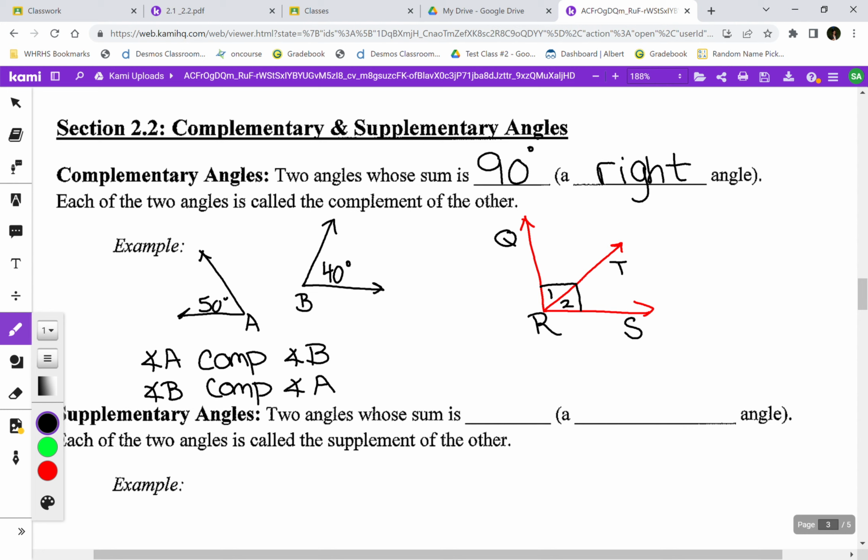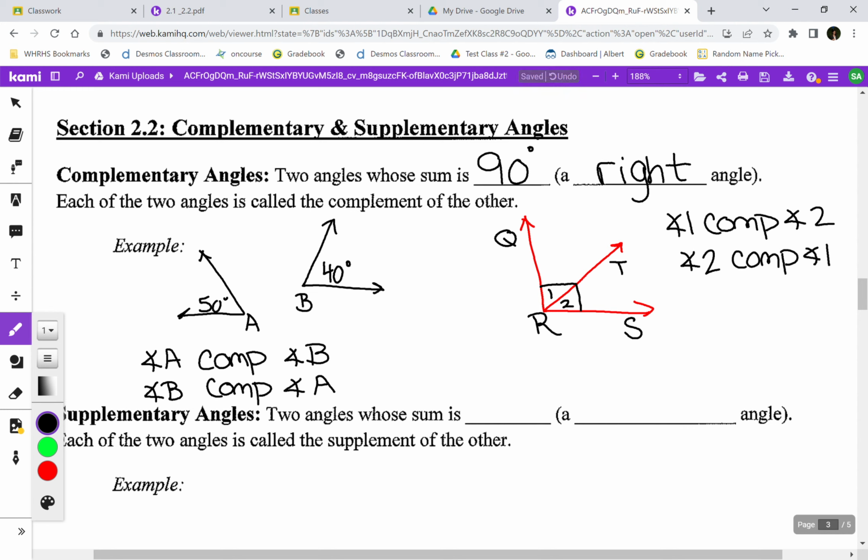So they don't actually have to give you numbers. Like it doesn't have to be 30 and 60 or 40 and 50. Right? You can have the right angle and it's split into two. So this would be angle 1 comp to angle 2, or we can say angle 2 comp to angle 1. So complementary angles add up to 90.